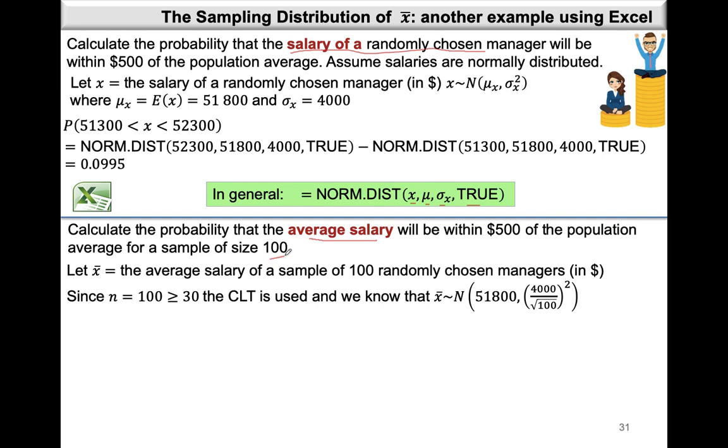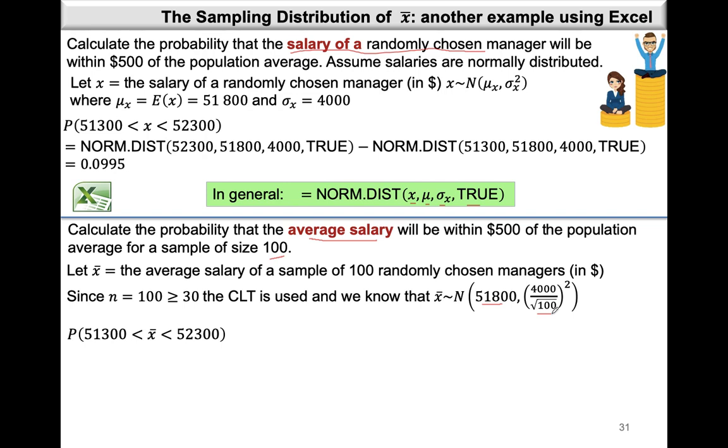Therefore, we can make use of the central limit theorem, and X bar will have an approximately normal distribution with a mean that is equal to the mean of the population, 51,800, and a variance of 4,000 divided by the square root of 100 all squared. So our probability statement will be the probability that X bar is between 51,300 and 52,300, since we have $500 within the mean. Which means we'll be $500 below the mean and $500 above the mean.